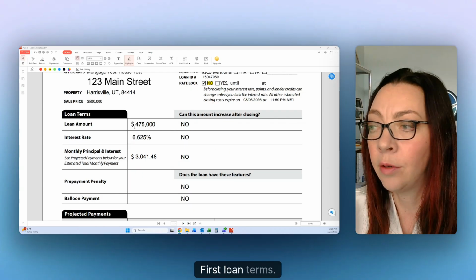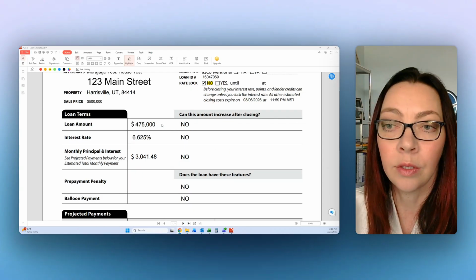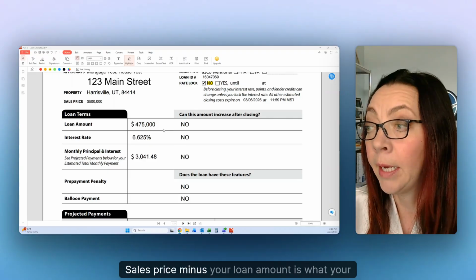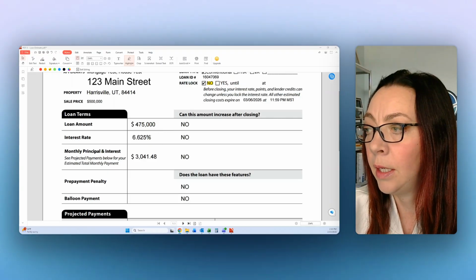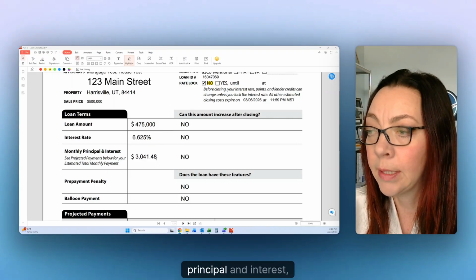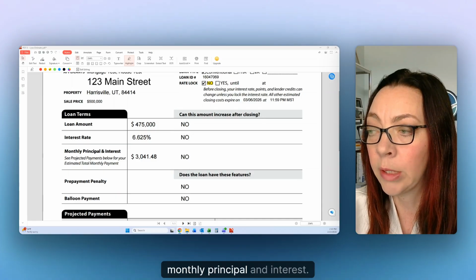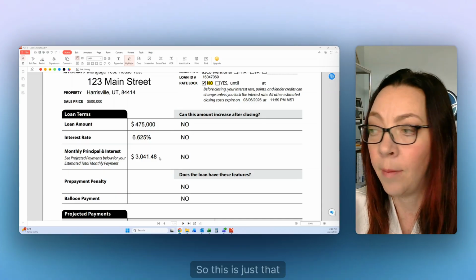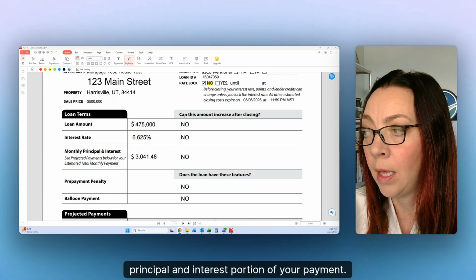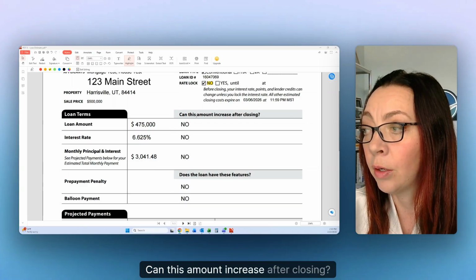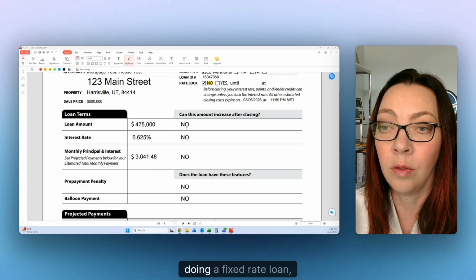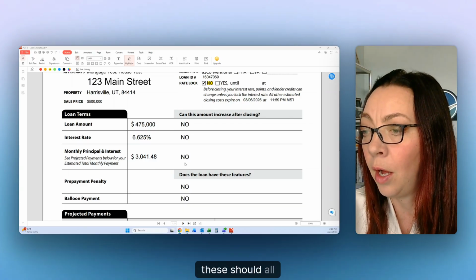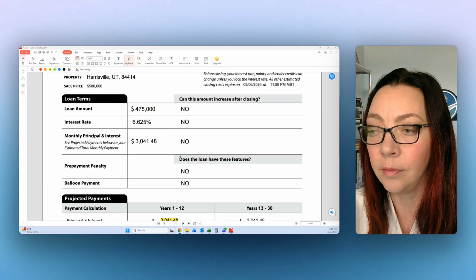All right, first loan terms, this will be your loan amount. So sales price minus your loan amount is what your down payment is. Interest rate, principal and interest, monthly principal and interest. So this is just that principal and interest portion of your payment. Can this amount increase after closing? If you're doing a fixed rate loan, these should all say no.